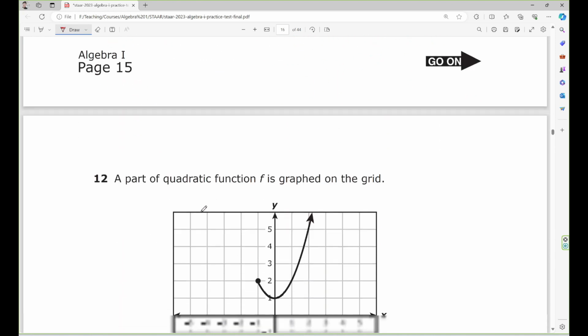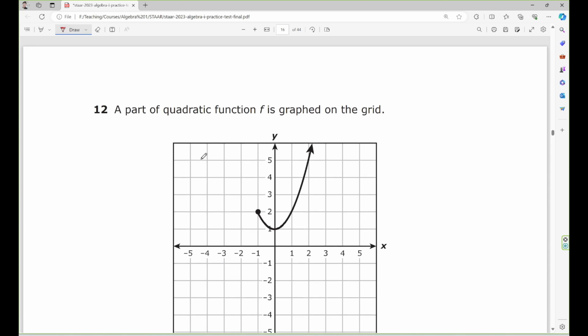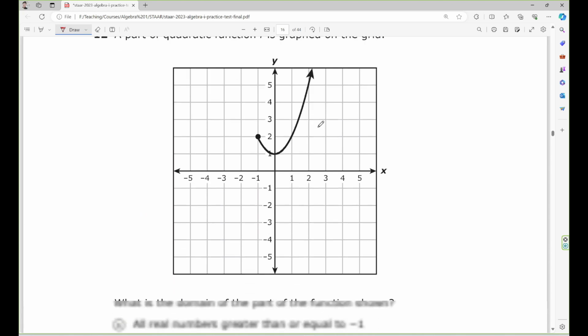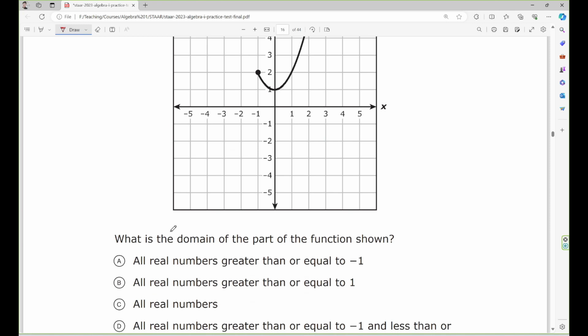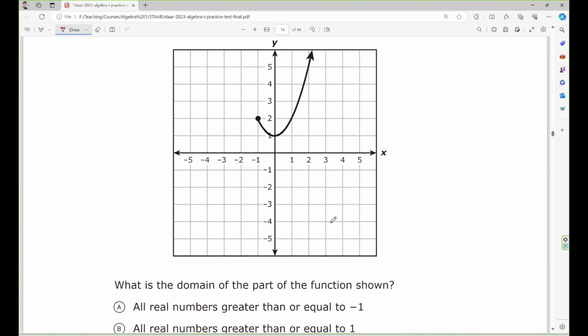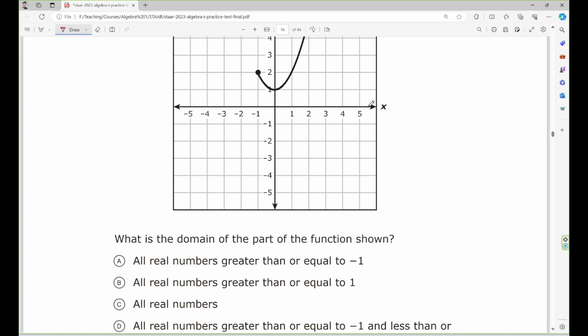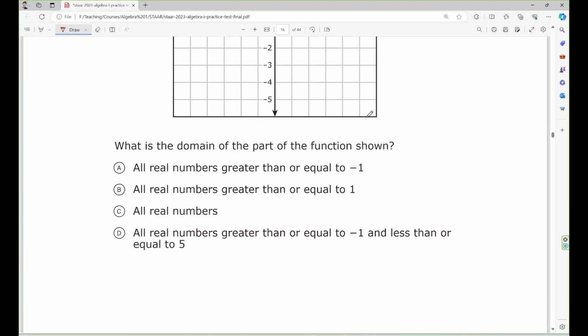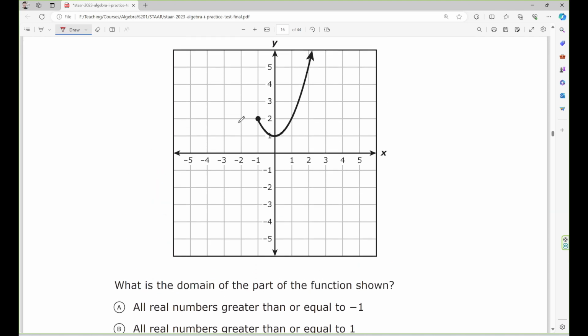Alright, let's move on to number 12. A part of the quadratic function is graphed on the grid. What is the domain of the part of the function shown? Alright, domain means we talk about the x values only. So look at the x-axis right here, going from left to right. You just draw vertical lines until the vertical line meets the graph. If you draw right here, it doesn't meet the graph. So you just move from left to right until it's right here.